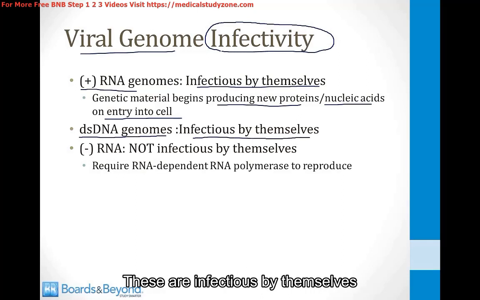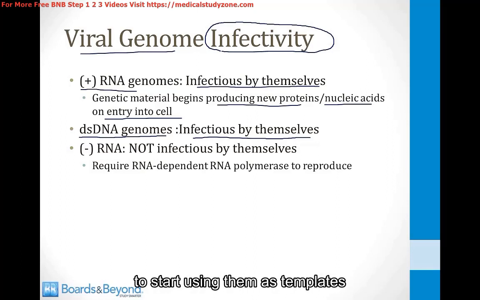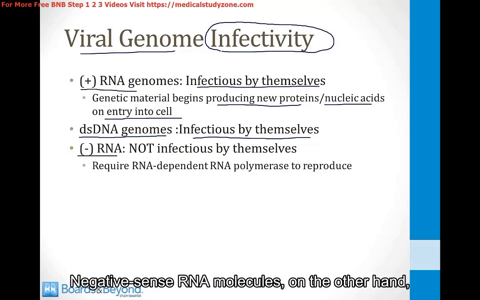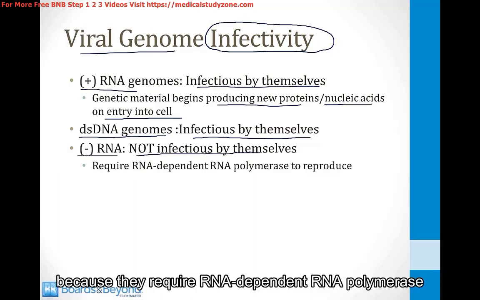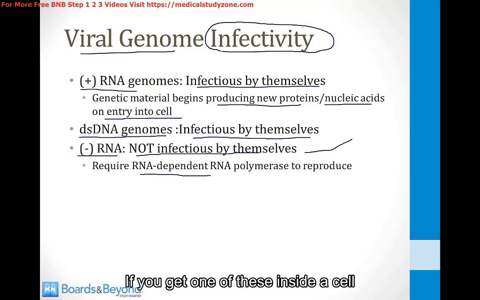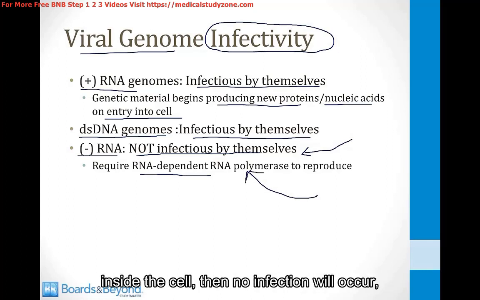These are infectious by themselves, because if they get inside a host cell, there is machinery already present in that host cell to start using them as templates to make proteins and new virus particles. Negative sense RNA molecules, on the other hand, are not infectious by themselves because they require RNA-dependent RNA polymerase in order to reproduce. If you get one of these inside a cell, but you don't also put the viral enzyme with it inside the cell, then no infection will occur and no new viruses will be created.